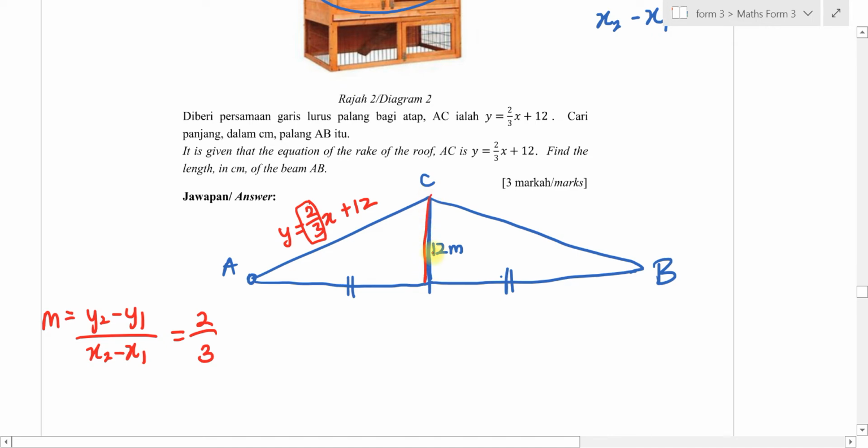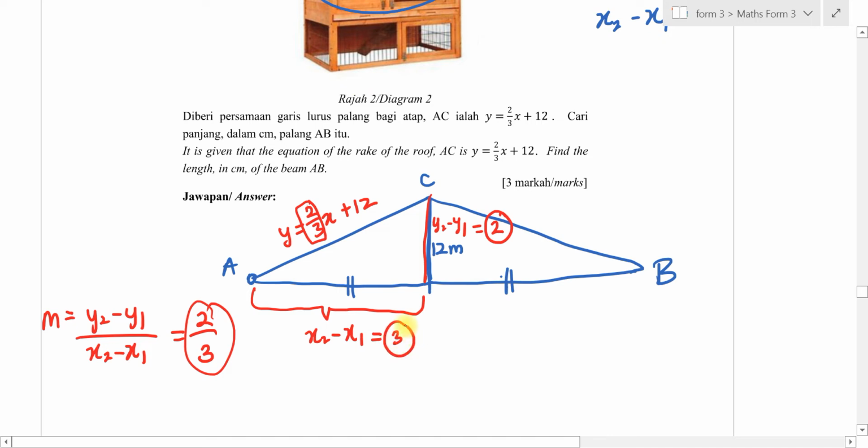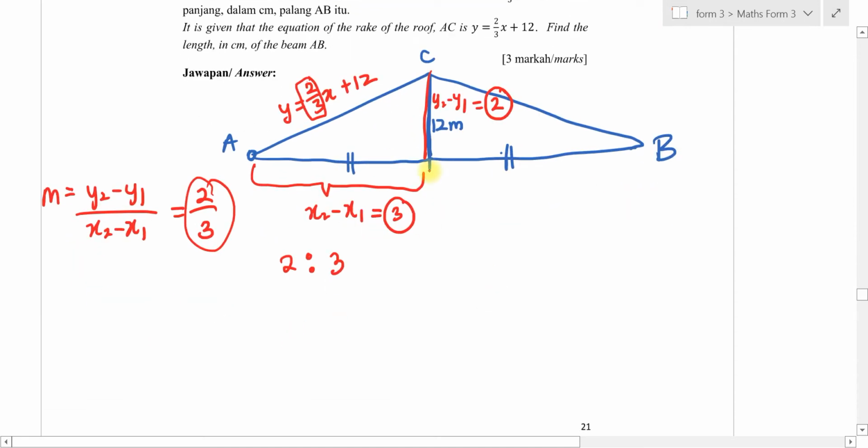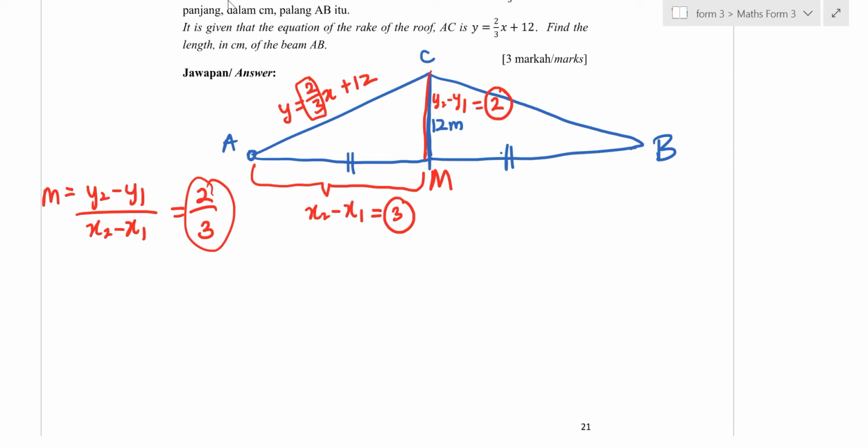Remember just now I showed you this part is y2 minus y1. This part is x2 minus x1, which is equal to the simplified ratio, 2 over 3. So this one is 2, this one is 3. So if it puts 2, it becomes 12 meter. So I just put the ratio, 2 to 3. You can label this point as M. Now I will solve this nicely using ratio, it will be even better.